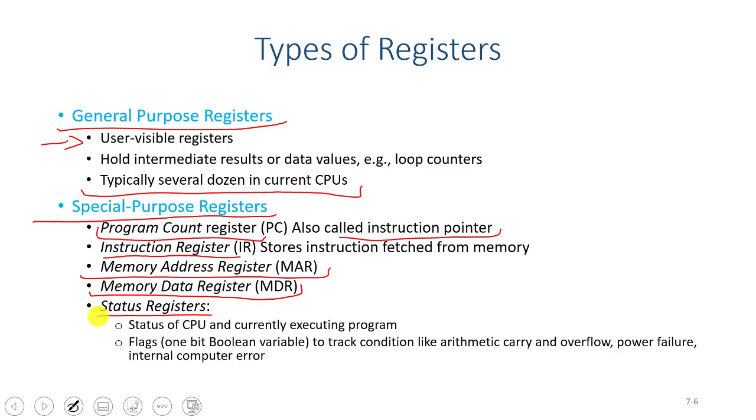They hold the status of the CPU and the currently executed program. What do we mean by status of the CPU? Let's say I added two numbers and the result is a negative number. Then the sign flag is 1. Let's say we subtracted two values and the result was 0. The zero flag will be 1, and so on. We have special purpose registers which are used for that purpose only.